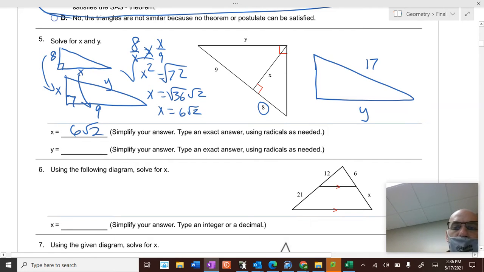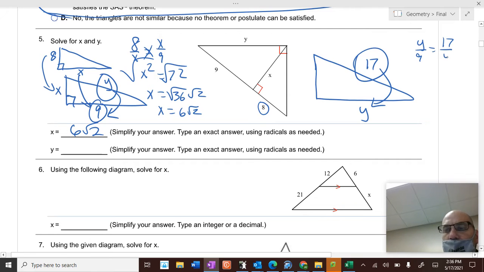Okay? For y, here's a y, here's a 9. Y over 9, 17 over y. So y over 9 equals 17 over y. So if we cross multiply, y squared equals 153. Take the square root of that. The square root of 153 is the square root of 9, square root of 17, or 3 square root of 17.